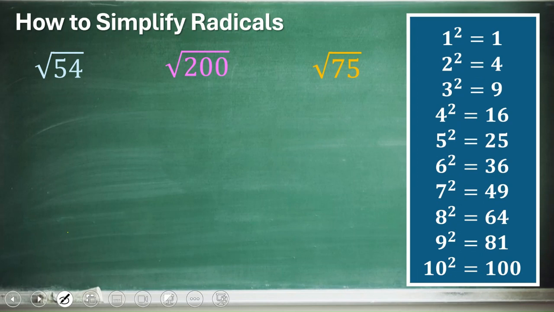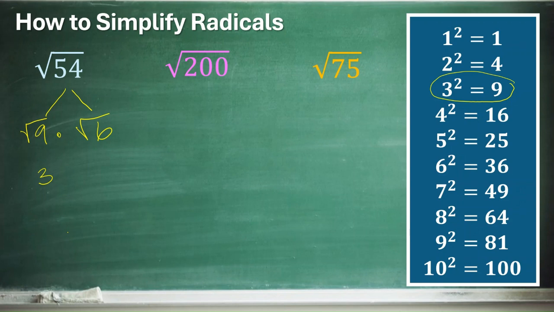To simplify root 54, I'm going to look for two numbers that multiply to 54, and I'm looking to see if one of those numbers is a perfect square. I know that root 9 times root 6 makes root 54, or you could think of 9 times 6 as 54. Root 9 is a perfect square, so root 9 is really 3. And root 6 is not a perfect square, so that just stays root 6.